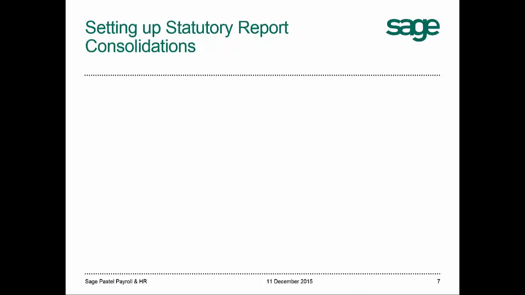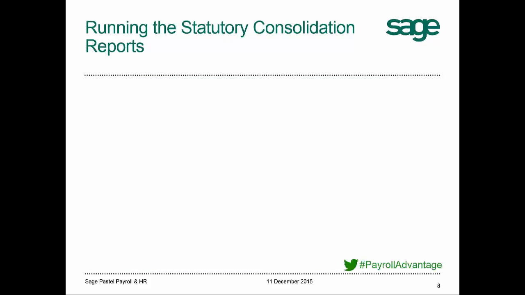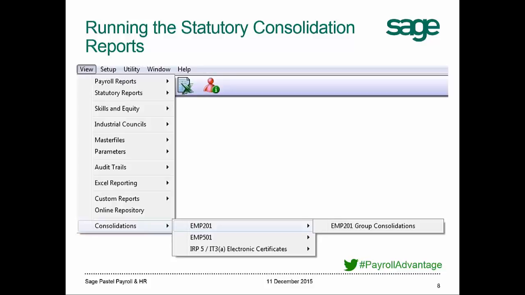Setting up the consolidated reporting is quite simple. Under Setup, Consolidations, the following screen will appear, where you can insert a description and a consolidated company name, what type of report you want to set up, as well as which companies must all be included. Once the setup is complete, you simply go to View, Consolidations, and a sub-menu will appear displaying all the reports we have available. In each of those sub-menus, a list of the reports that you have set up will be available for you to choose from.